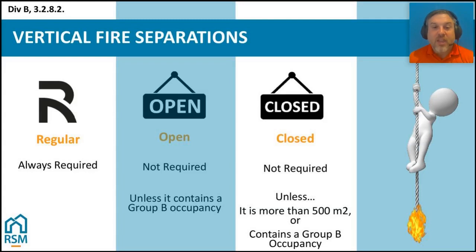When we're dealing with a closed mezzanine, it of course doesn't need a vertical fire separation, but there are two different caveats to that. It indicates that the wall you're using to close it doesn't need to be a fire separation. It could be just a way to close it off. However, if it's more than 500 square meters, or again, if it contains a B, then that must be a vertical fire separation, not just a wall. So this is the criteria we're now starting to see once I've picked my type of mezzanine. Now we're going into the requirements and how they apply to these specific types of mezzanines.